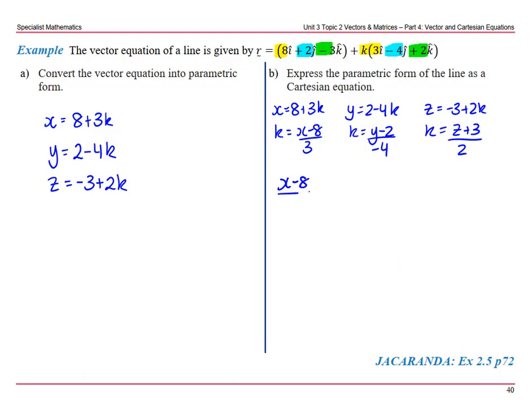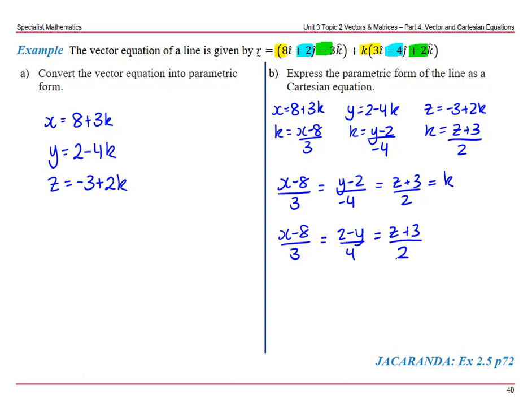So they all have to be the same because they all equal k. And I personally would like to distribute the negative. So I would go (x - 8) over 3 equals (2 - y) over 4 equals (z + 3) over 2. And that there is your Cartesian form.